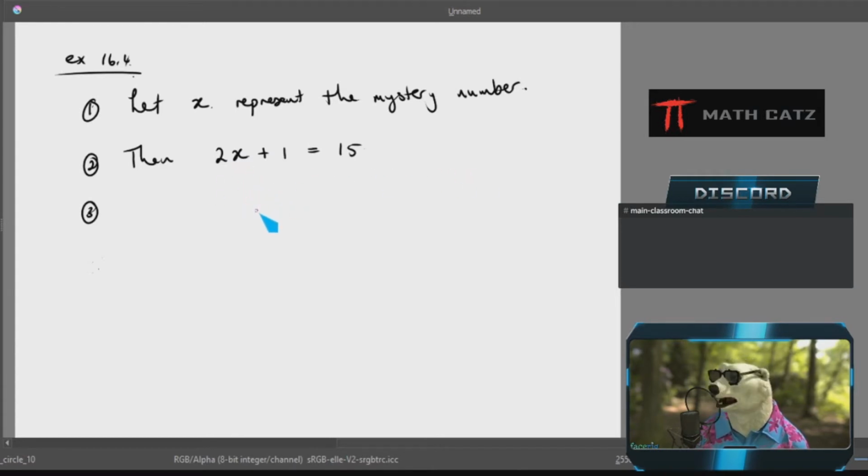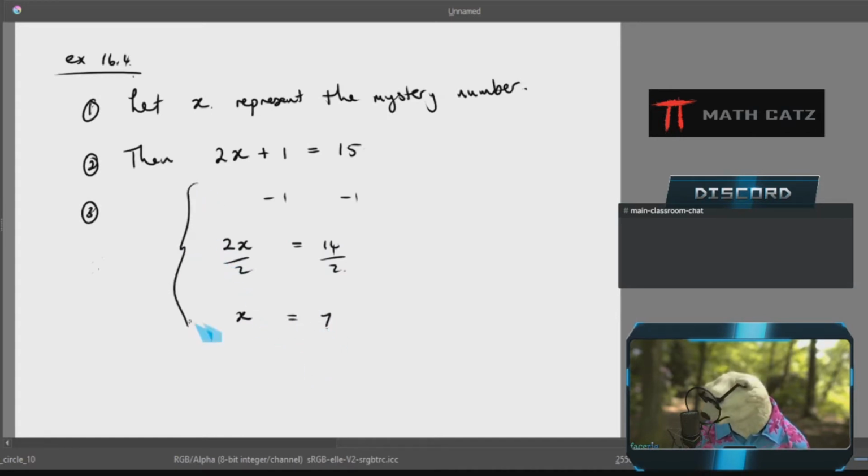Pretending this is much more complicated, right? So I can subtract 1 on both sides. I scribble little hints here to keep track of what I'm doing. Then I'm dividing both sides by 2. So x is equal to 7. That was all step 3. That was not a pretty bracket. I apologize. But I'm just going to leave it there.